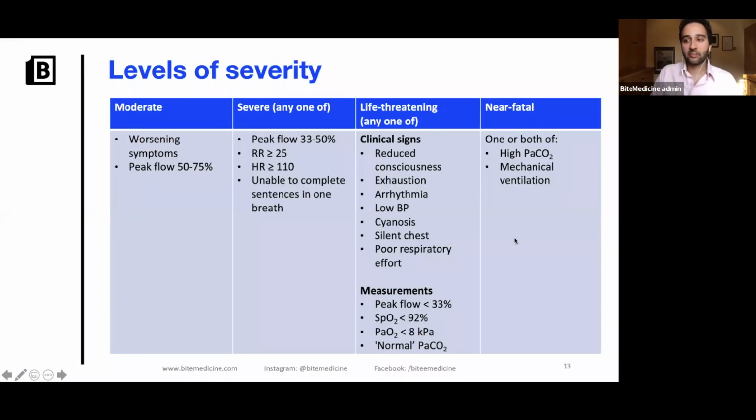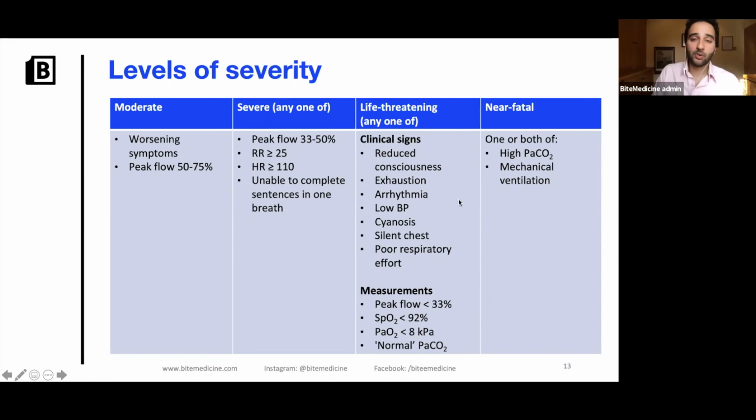Here are your levels of severity. I try and remember the main points here. I'm not going to go through every single one of these, but when you get to foundation level and beyond, these are really basic things that we kind of need to have a good understanding of. So moderate, worsening symptoms, but not horrific. Peak flow 50 to 75. Severe, as you can see here, the one that most of you put, which is unable to complete sentences in one breath, is actually a sign of severe asthma. You then have life-threatening, which is kind of any one of these clinical signs or measurements.